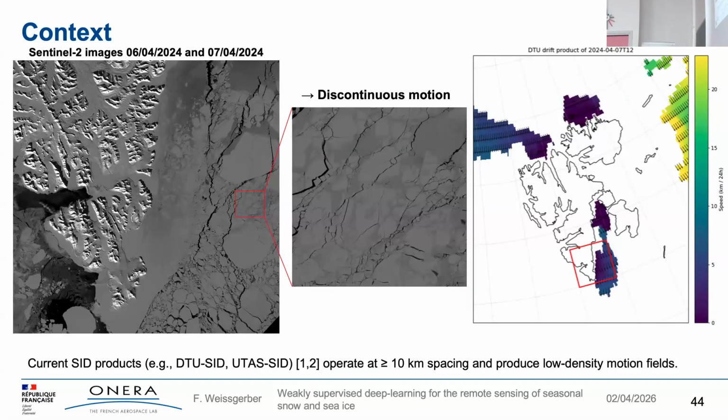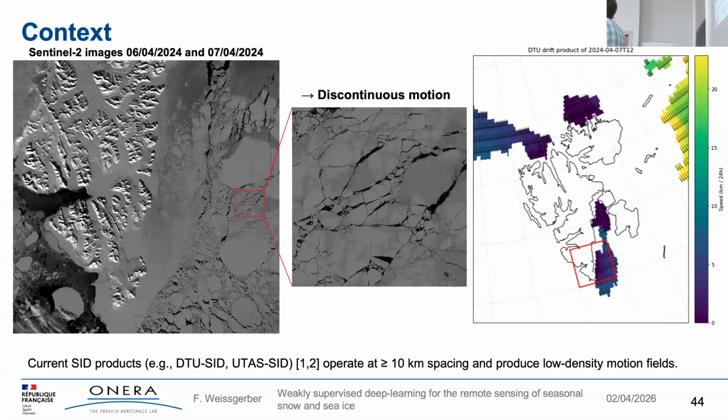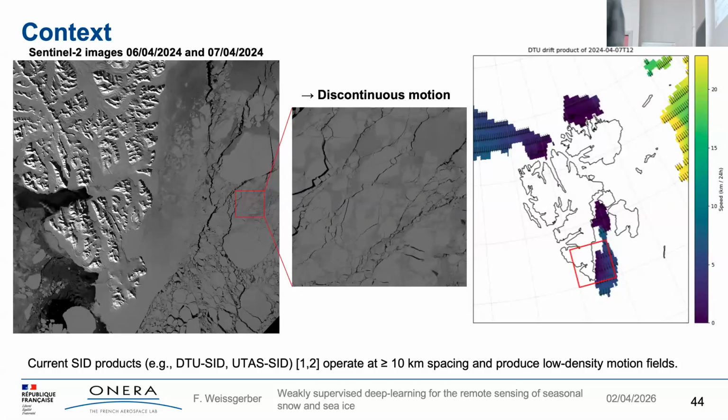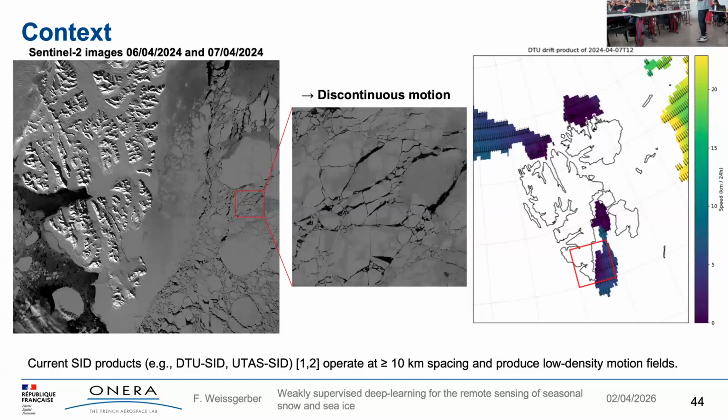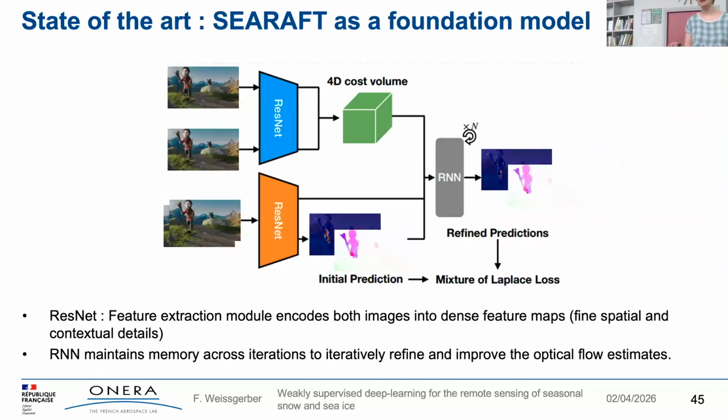And that's the current product from DTU, where they have a posting of 5 kilometers in both directions. So basically the motion is good, but it's very rough. So we want to do better than that. And to do that, we thought, okay, in optical flow, there is a lot of good networks. So let's use a neural network of optical flow on this data. So we selected CRAFT.